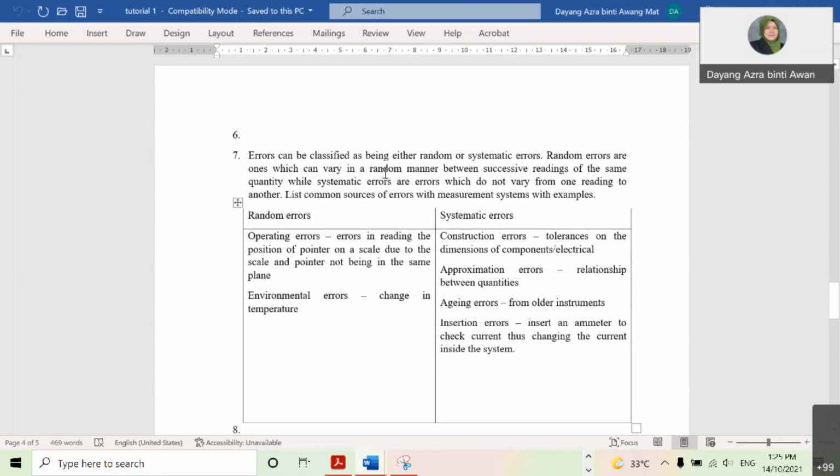This is the definition for the last part, which asked about environmental errors. So this is random errors and also systematic errors. Environmental errors fall under random errors. They are changes in temperature, everything related to our environment, which is randomly calculated. Systematic errors are more about the equipment itself, whether the equipment is faulty, aging errors and also insertion errors and so on. So these are the common sources of errors. Now go back to your exercise.